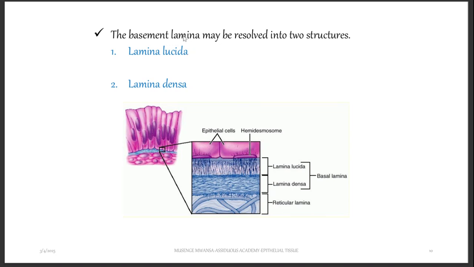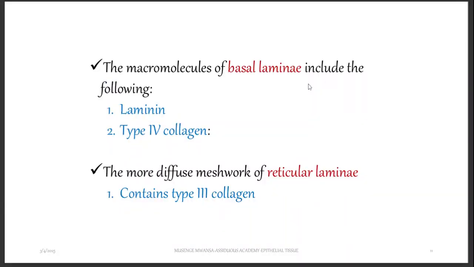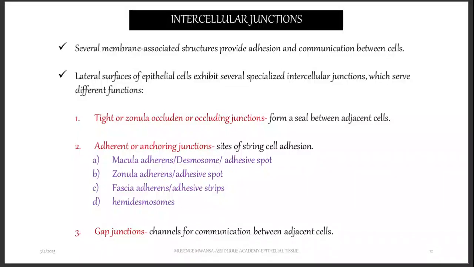Okay, the basal lamina itself is further resolved into two structures when you use a more detailed microscope. Remember, I said that the basement membrane has got basal lamina and reticular lamina. The basal lamina is further split into lamina lucida and lamina densa. Lamina lucida is on top, and then lamina densa is down. The basal lamina has got what we call laminins and type 4 collagen. Reticular lamina has got type 3 collagen. That's what makes it up.